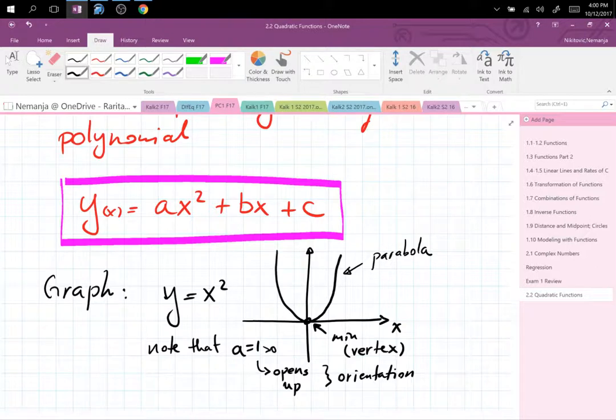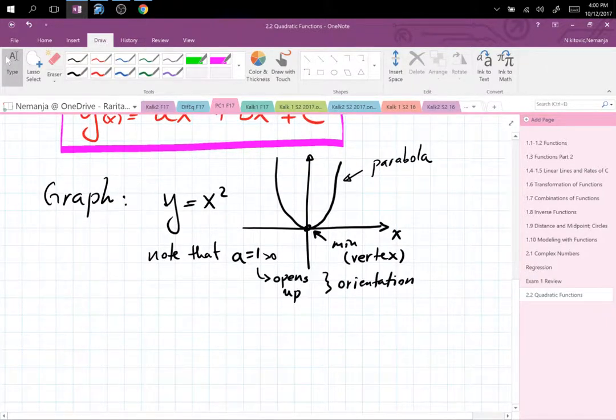When you compare the two functions over here, you can see that b is equal to 0, c is equal to 0, those do not exist. And then a is equal to 1. A equals 1, 1 is bigger than 0, and orientation is up. What are other features that we need to know?